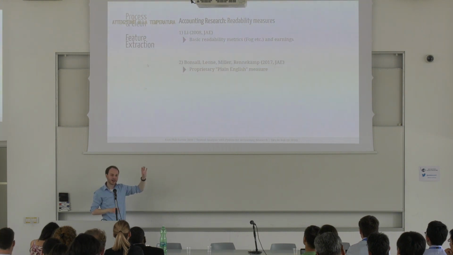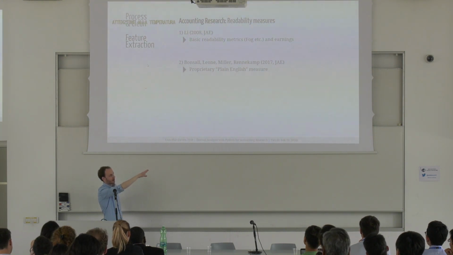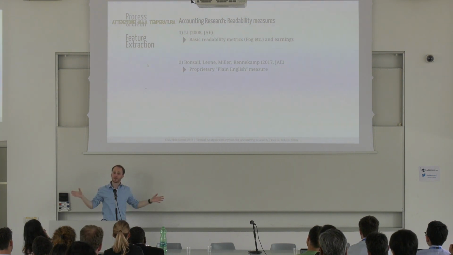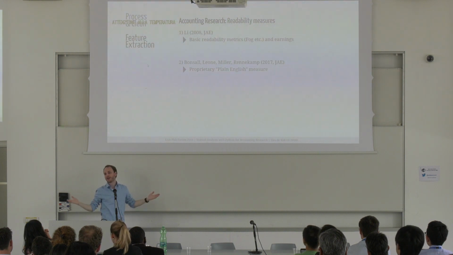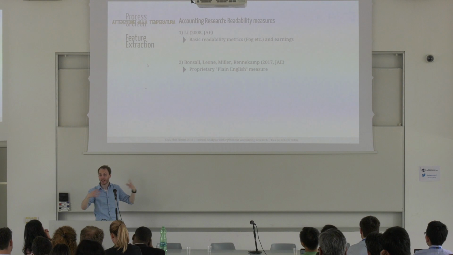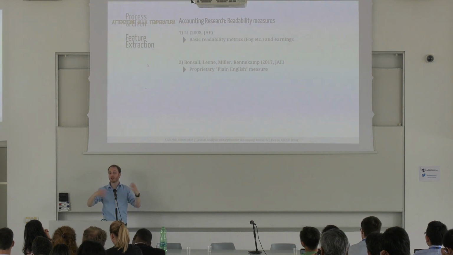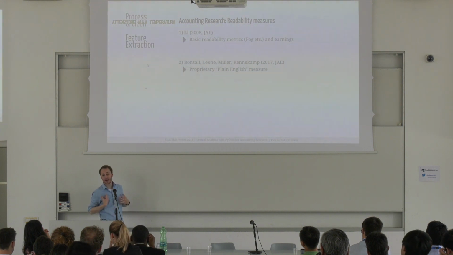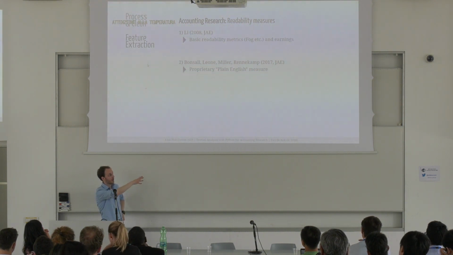One word of advice is, for example, the Bonsall, Leone, Miller, and Rennekamp paper. They use a proprietary measure, and some of these papers do. Whenever they have a proprietary measure, you almost cannot replicate it, just because you don't know what their statistic is, what their word list is, what their rules are to determine whether something is readable, yes or no. So that's just a word of caution from my side. Some of these papers are very hard to replicate.